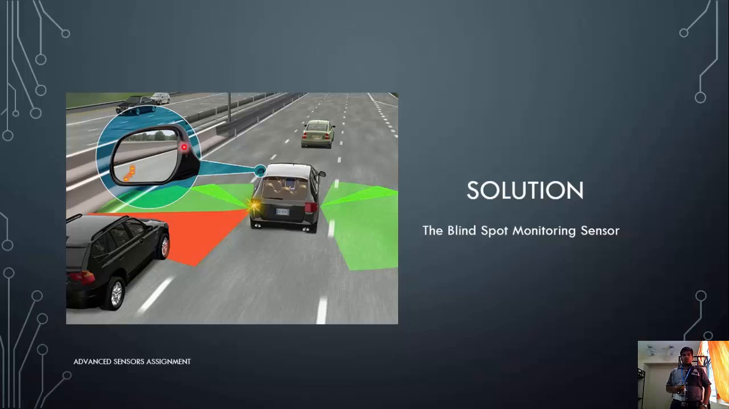To overcome this problem, we are implementing a blind spot monitoring sensor. This is the solution to avoid accidents on highways while crossing lanes or overtaking. Here you can observe the blind spot is visible, and it indicates through an indicator or through audible voice.